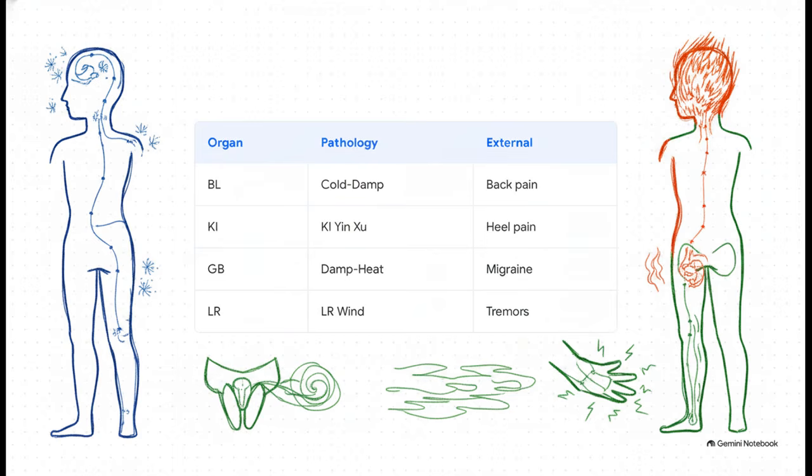Look at the bladder. Cold dampness there can result in occipital headaches right at the base of the skull, alongside low back and leg pain. Kidney deficiencies might manifest as something as specific as heel pain or just a dry throat. Gallbladder pathologies like damp heat map directly to systemic issues like migraines, hip pain, or sciatica tracing down the side of the leg. Finally, the liver. If liver qi stagnates or generates internal wind, it can cause genital pain, tightness on the inner leg, or literally even physical tremors. The diagnostic map here is incredibly precise.